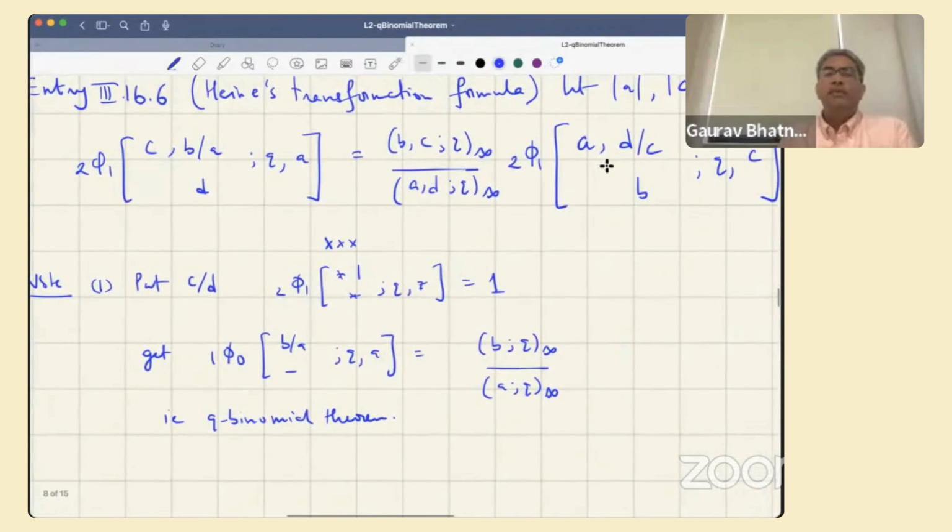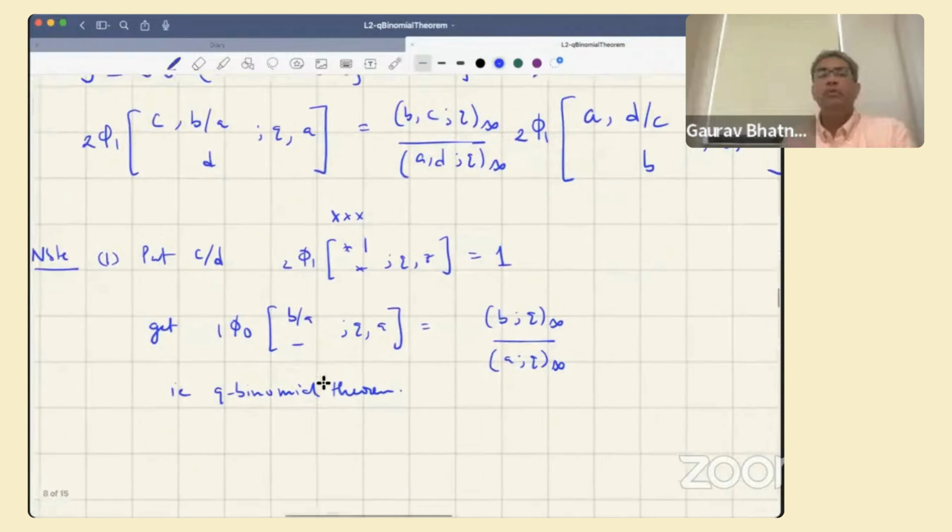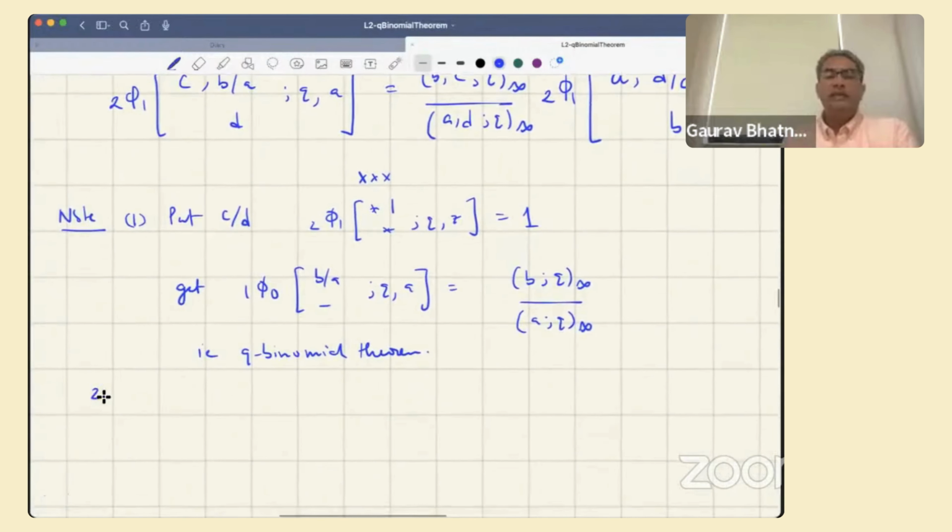Right. So this side becomes 1. Now suppose I put c equal to d. Instead of c equal to d, I made c equal to b over a. So the second thing which we can do is, we can take b by a to be equal to d. So d is b by a.